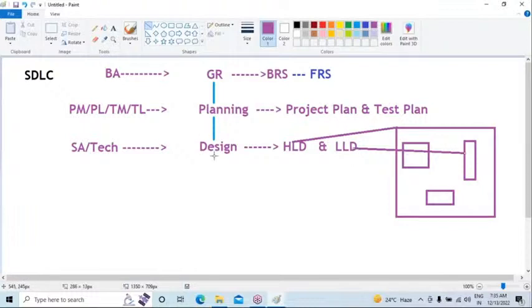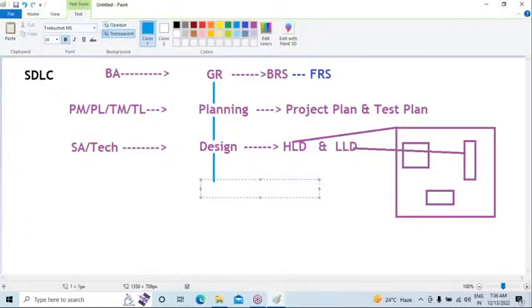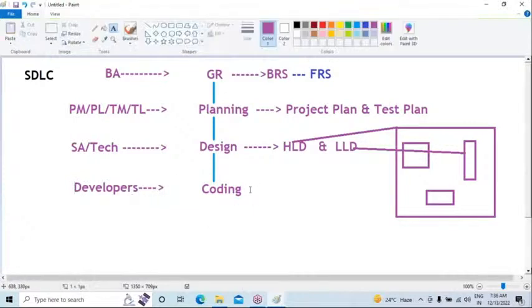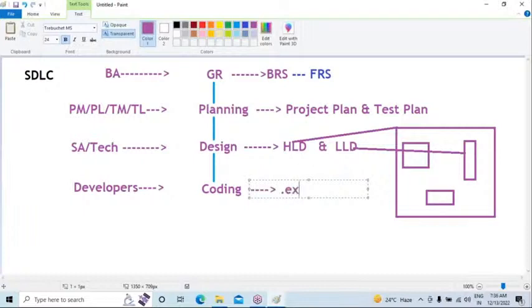So based on the design, now the developers will develop the coding. Once the design is completed, we are moving to the coding phase. In this coding phase, who are the people involved? The developers are involved. Based on the design, they will develop the application and convert it into an executable file, nothing but a project. The developers will develop this based on the design.